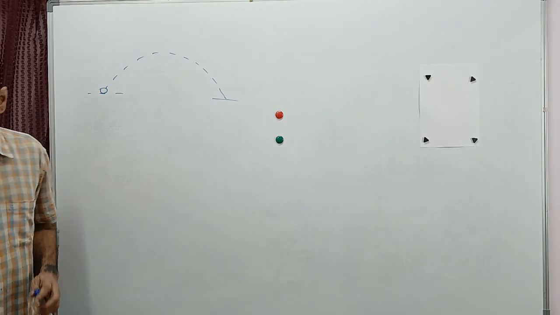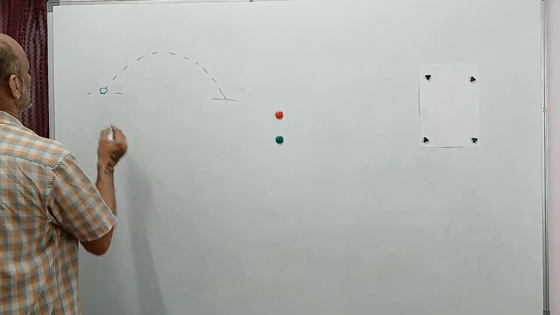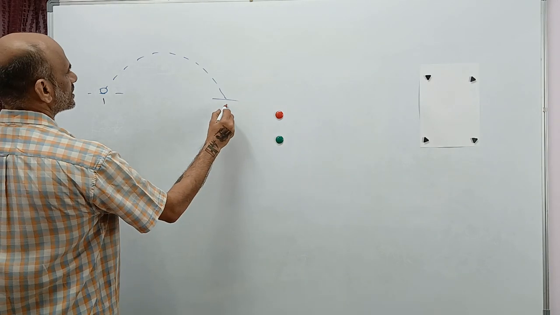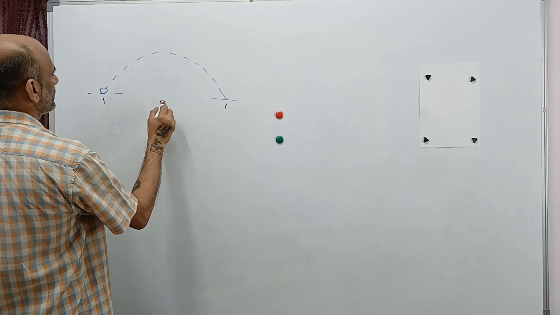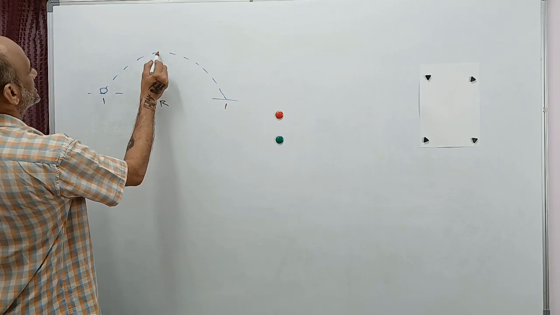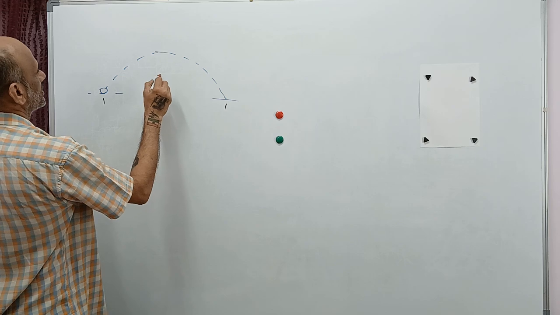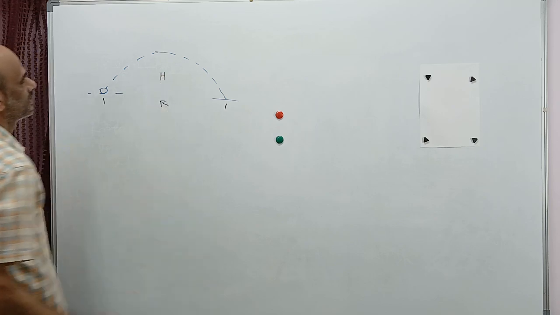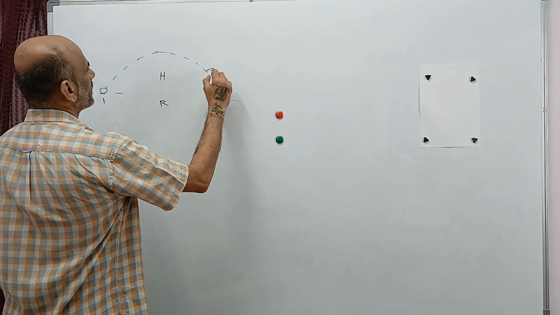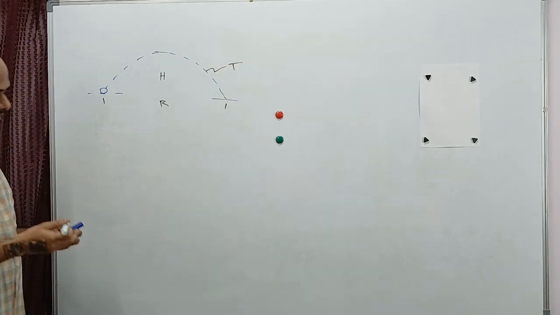So the parameters of the projectile motion are the range, the horizontal distance covered, and the maximum height it attains in the middle of the flight, and the flight time, capital T.